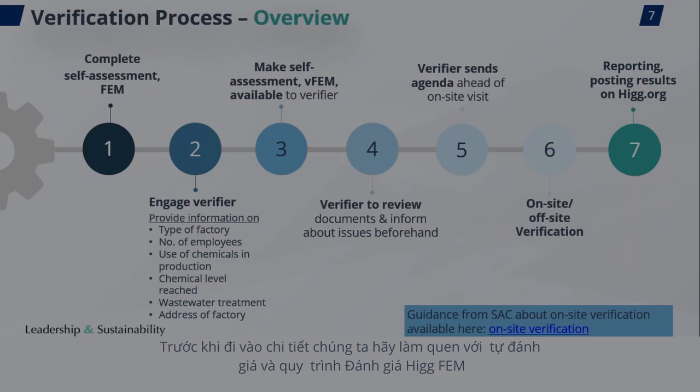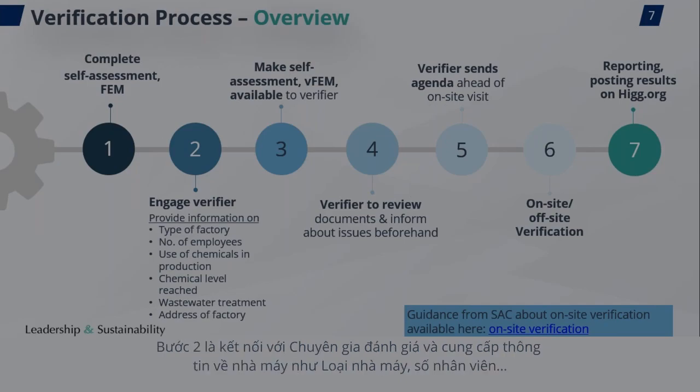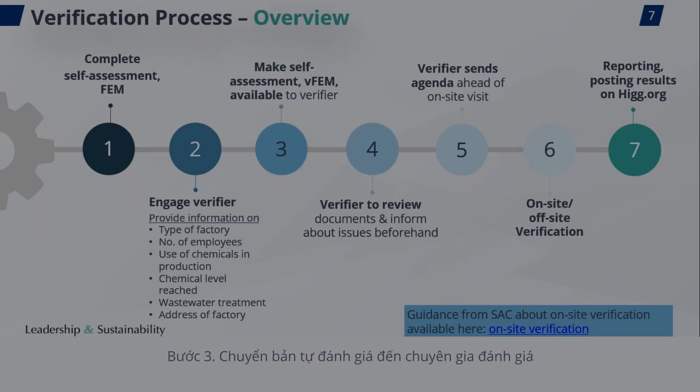But before we continue on our trail, I would like to give you an overview of the self-assessment and verification process. So we have identified 7 simple steps. You complete your self-assessment for the FEM, and this is where our webinar series strives to support you in how to best complete your self-assessment and thereby also prepare yourself for a verification if you decide to go for a verification. Then if you do that, you need to engage a verifier and provide information on the type of factory you have, number of employees, etc. And you then make the self-assessment available to the verifier.